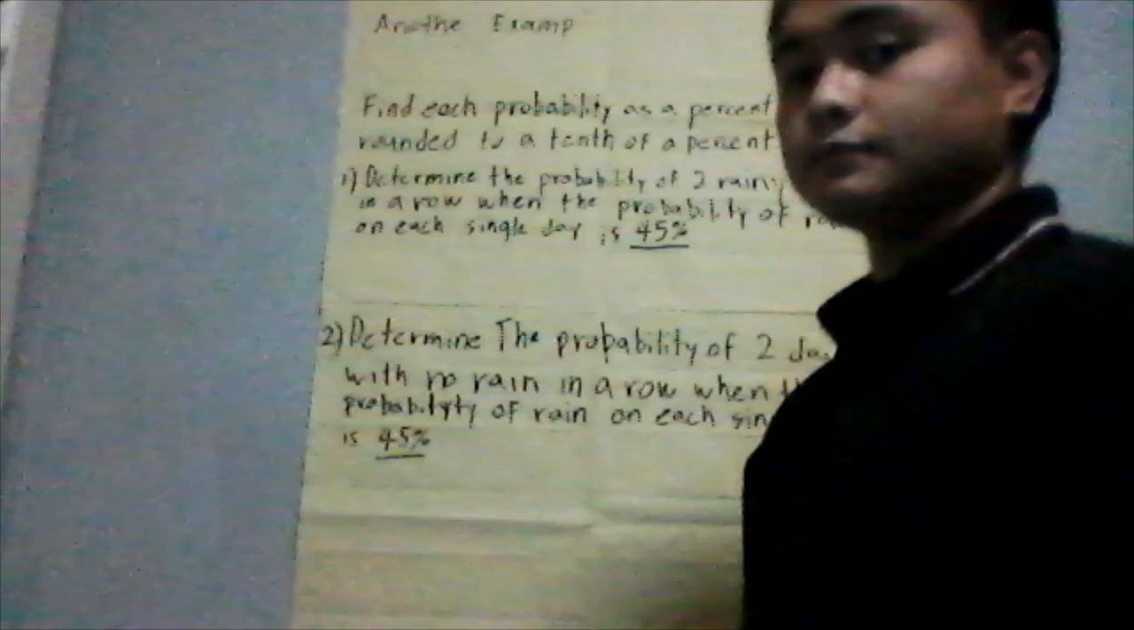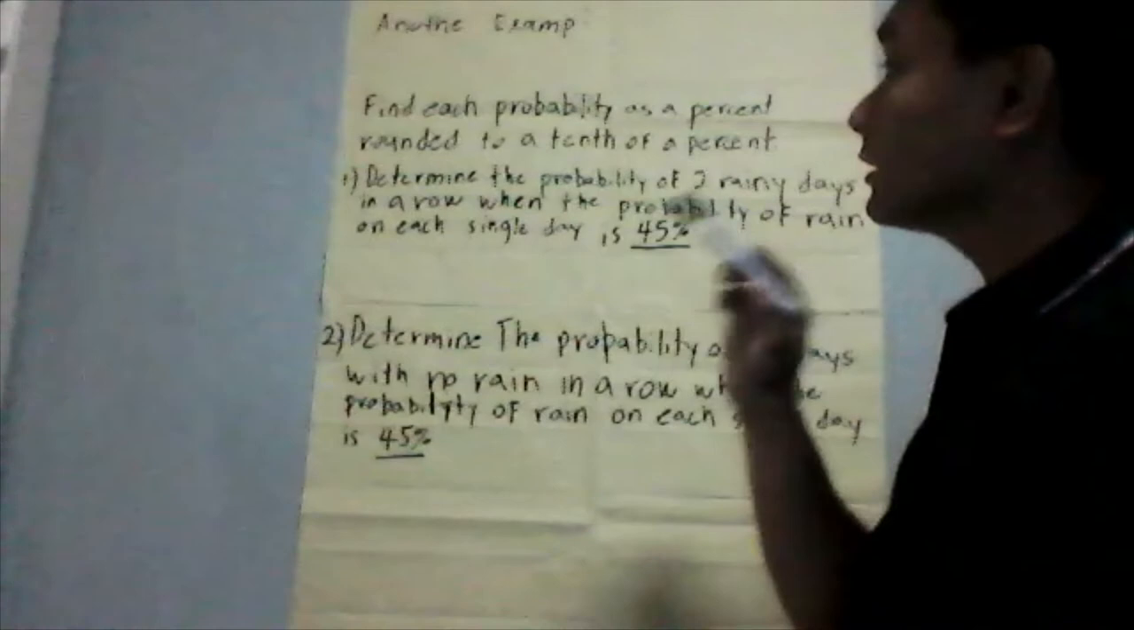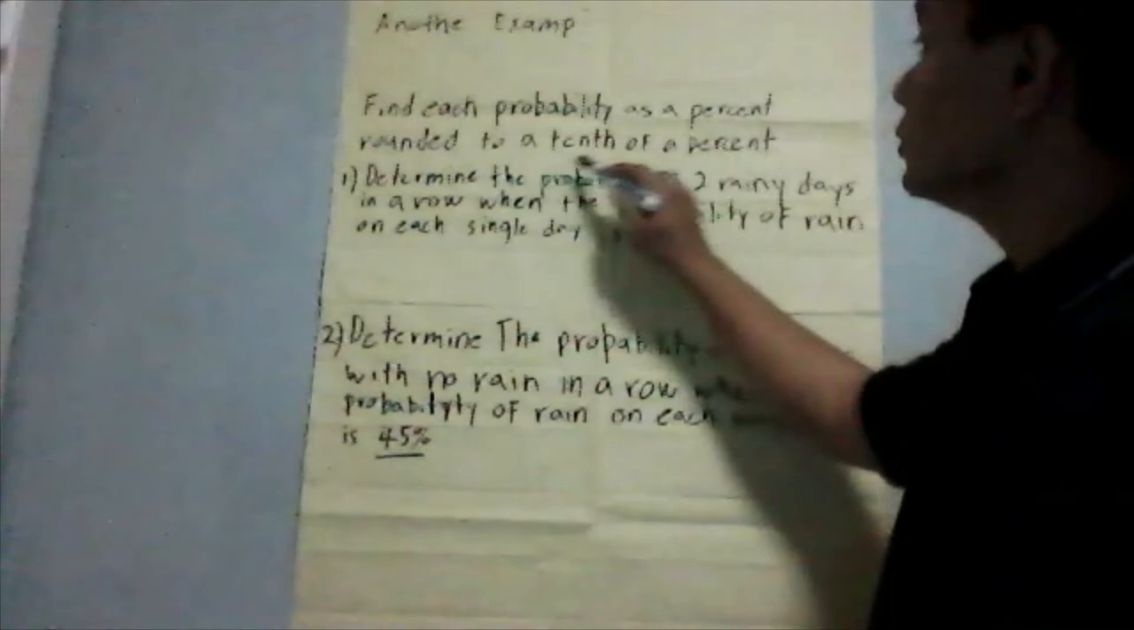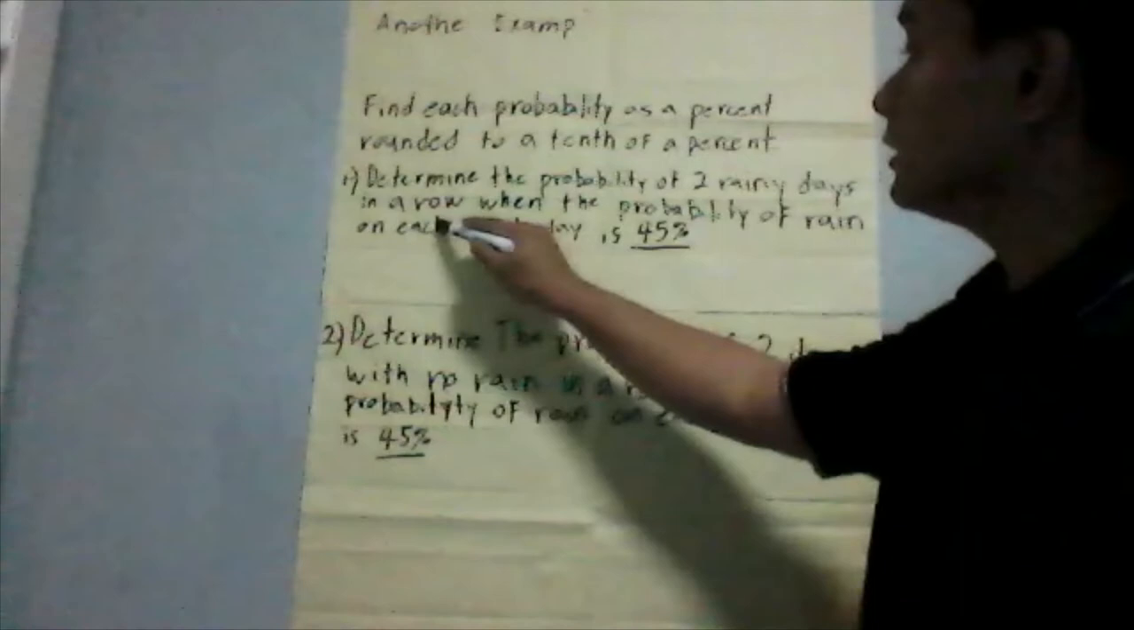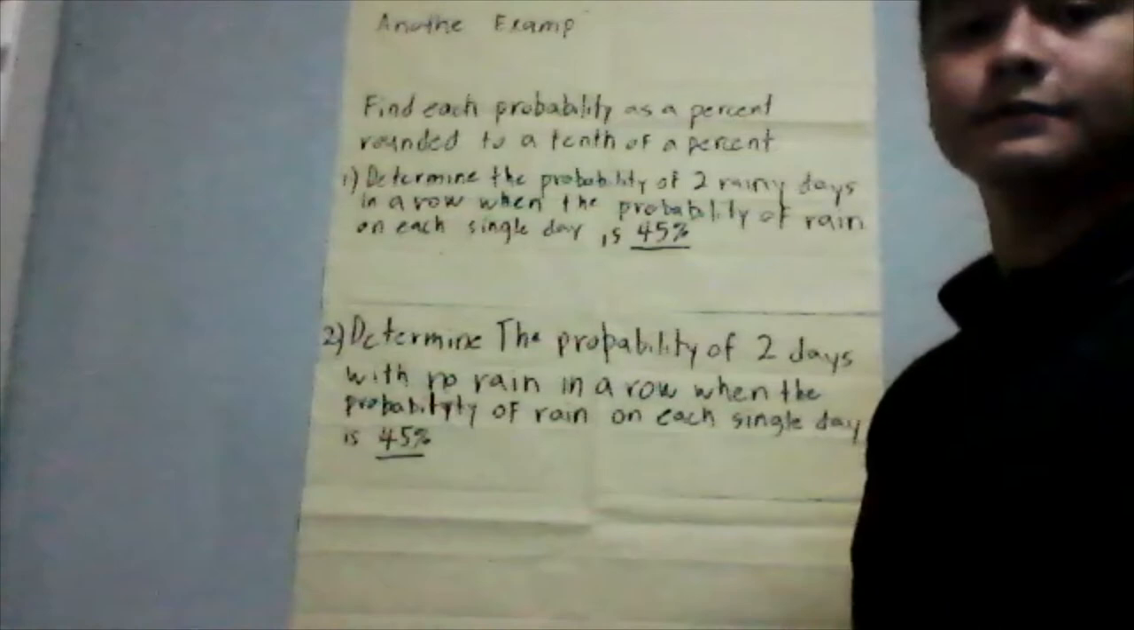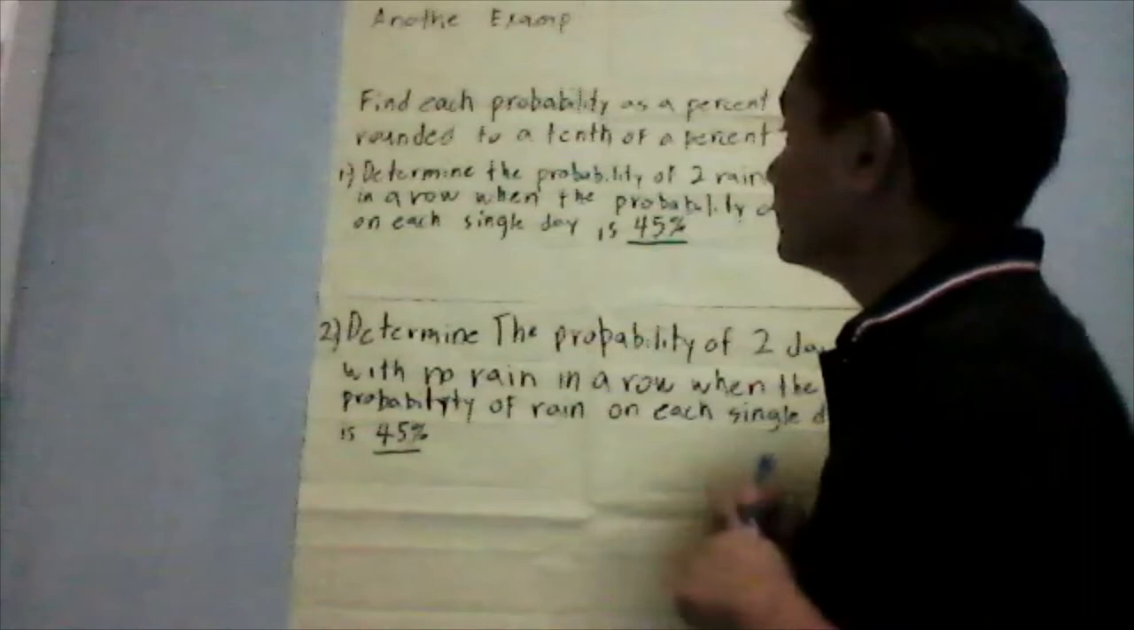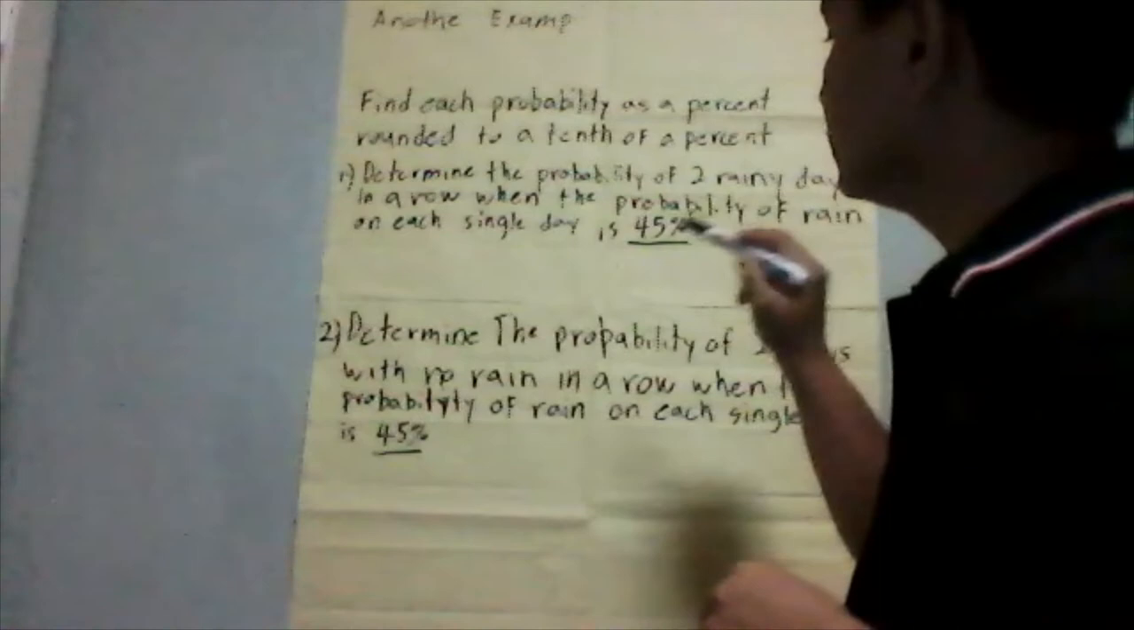So this is another example. Find each probability as a percent rounded to a tenth of a percent. Determine the probability of 2 rainy days in a row when the probability of rain on each single day is 45%. So let's solve this problem. So this is the solution.